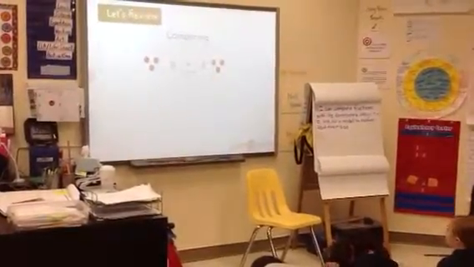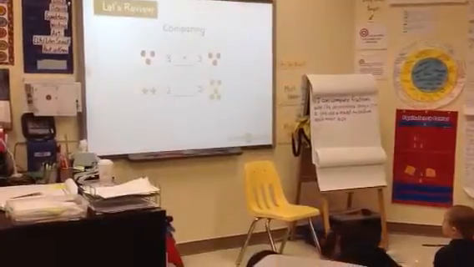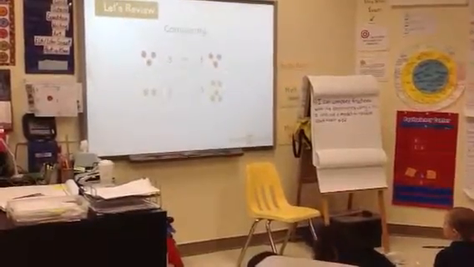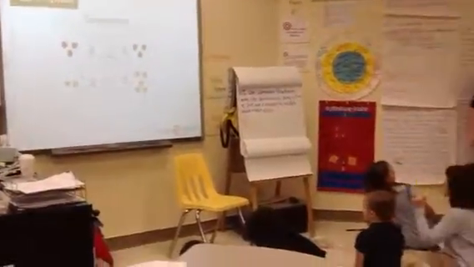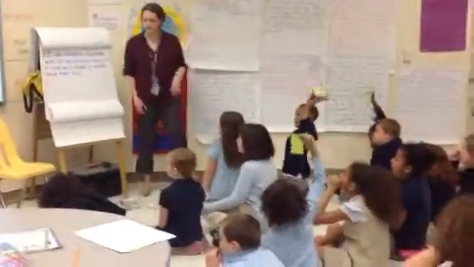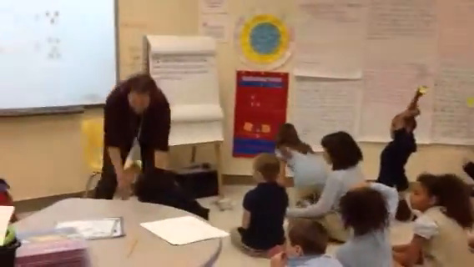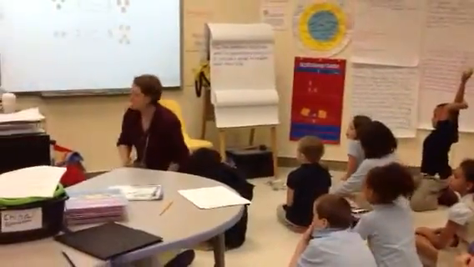Now let's compare 2 and 5. We know that 2 is less than 5, so we will use the less than symbol to make the statement true. 2 is less than 5. Notice that the pointed end of the symbol is facing or pointing to the number 2. This is because 2 is the smaller number.